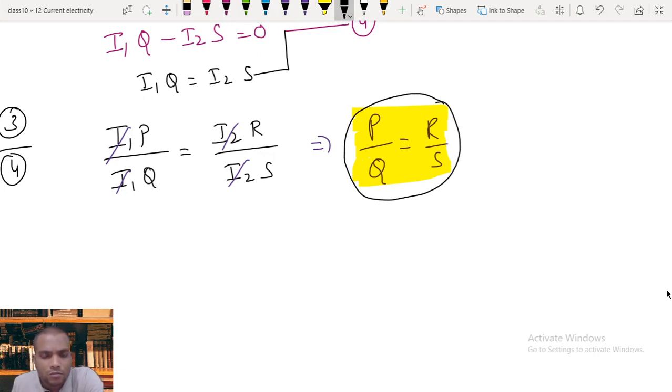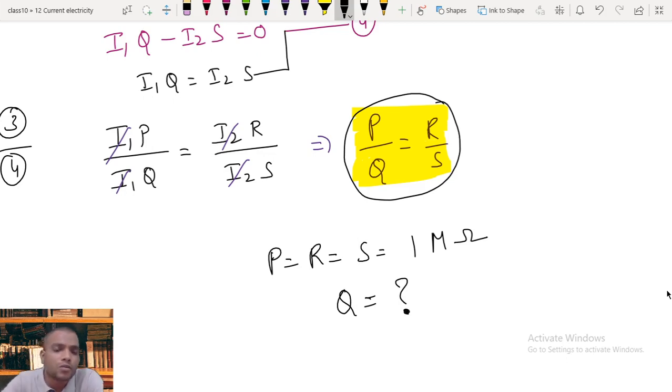Suppose I know P equal to R equal to S equal to 1 mega ohm. By using Wheatstone's bridge, I need to find the value of Q. Q equal to how much? What we need to do is bring the Wheatstone's bridge circuit into a balanced state. So how can we get that balanced state? By rearranging these resistance values, so that P by Q is equal to R by S.